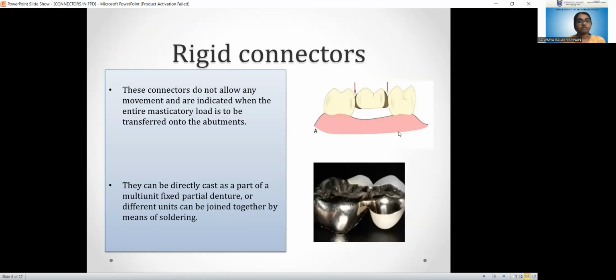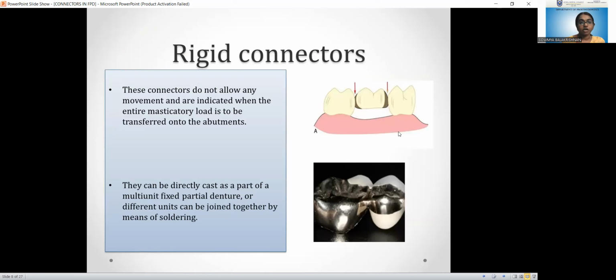So that is the first classification, that is classification of FPD based on the type of connectors, that is fixed movable and fixed removable. Coming to the next classification, that is rigid and non-rigid. Rigid means that it does not allow any movement and is indicated when the entire masticatory load is to be transferred to the abutment. So when the abutment is healthy and capable of taking up the masticatory load, then we can go for rigid connections.